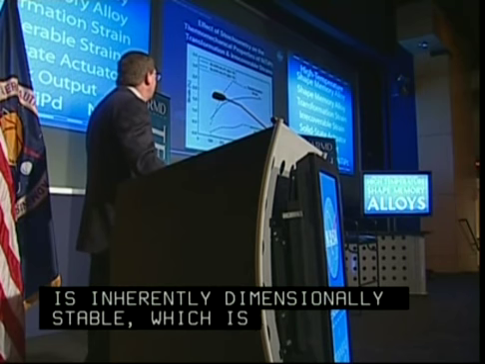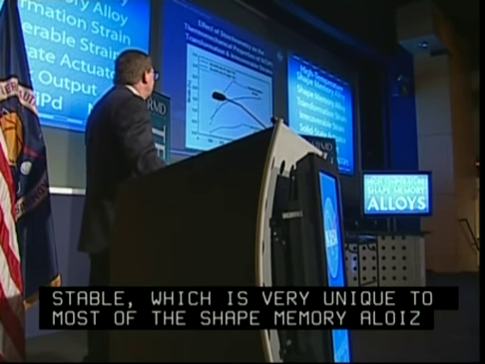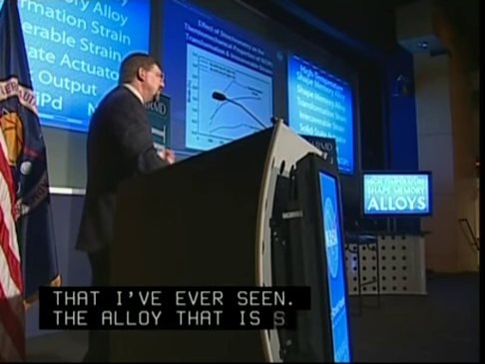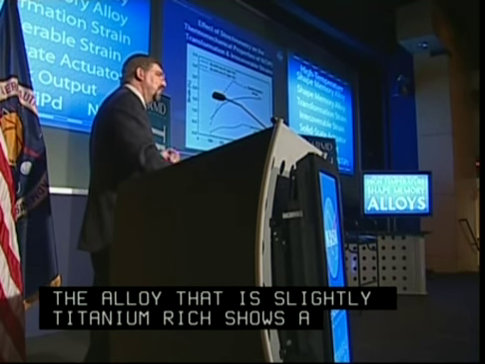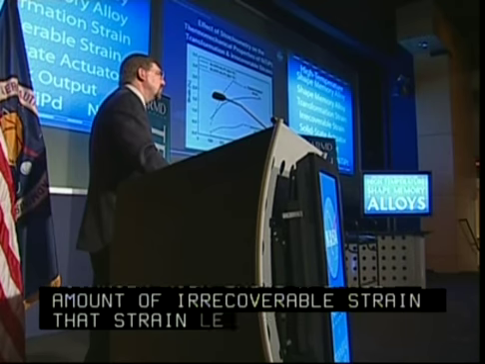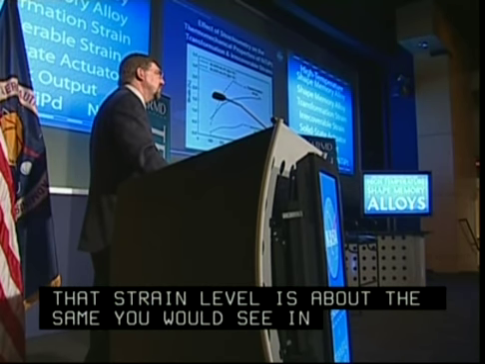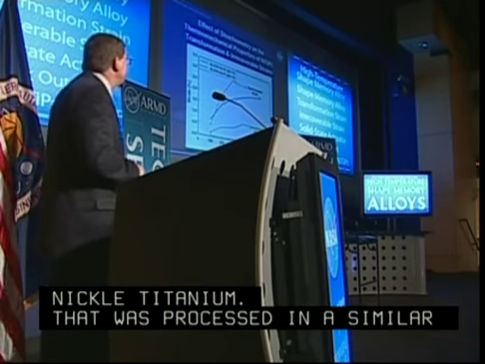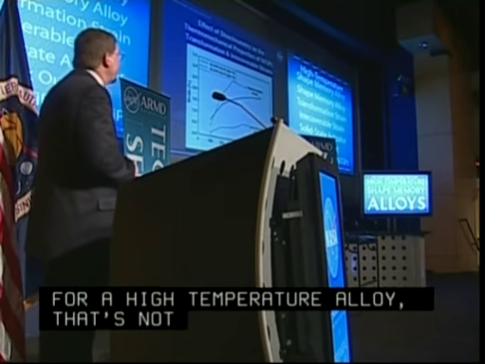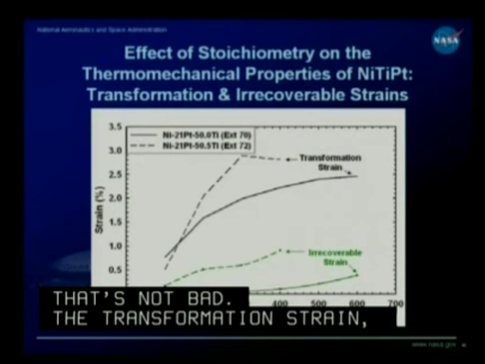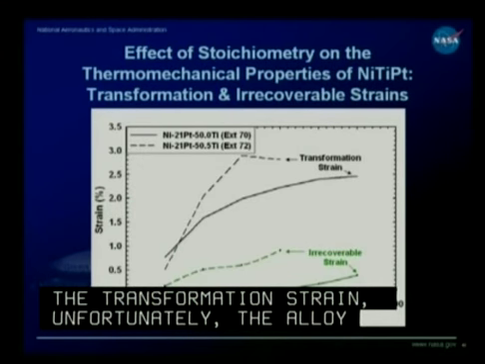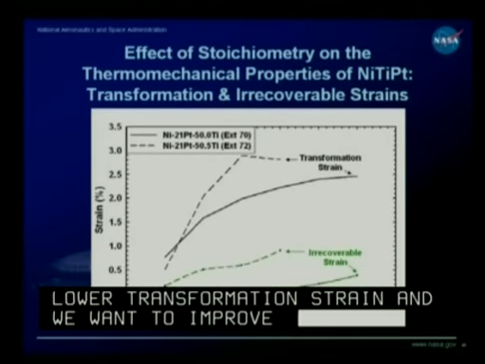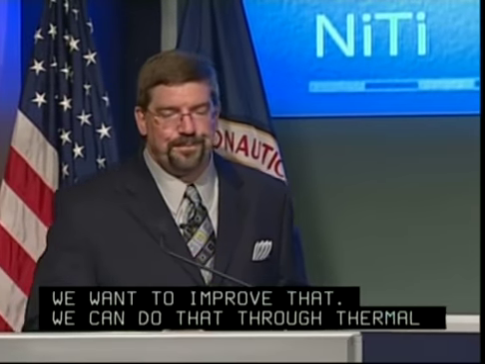The alloy that's slightly titanium rich shows a larger amount of irrecoverable strain, but that strain level is about the same that you would see in binary nickel titanium at room temperature that was processed in a similar fashion. So for a high temperature alloy, that's not bad. And then the transformation strains, unfortunately, the alloy with a very good irrecoverable strain has lower transformation strain, and we want to be able to improve that, but we can do that through thermal manipulation of the alloys. So if I could have the next slide.